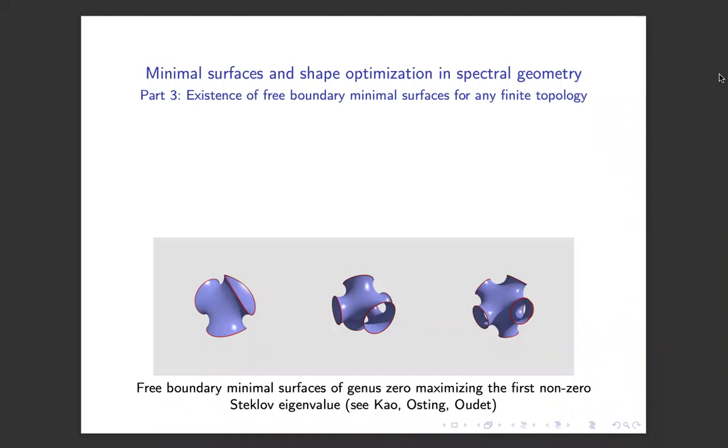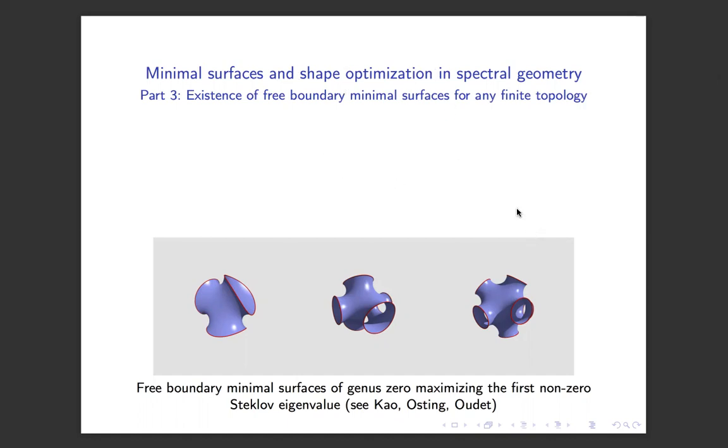Now, in part 3, we aim at dealing with the main results of this presentation, which is the existence of free boundary minimal surfaces of any finite topology into some Euclidean ball. This will be proved by maximization of the first Steklov eigenvalue. That's why I talk about shape optimization.